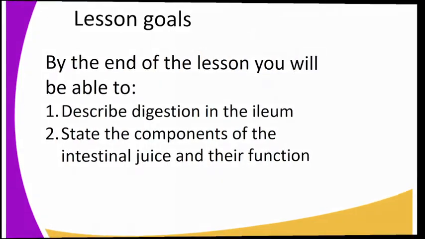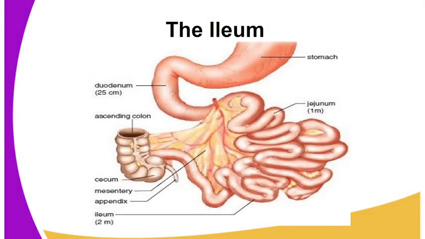From our diagram, first you can see the stomach. From the stomach, the food enters the duodenum. From the duodenum, the food enters where? The ileum. This coiled thing is the ileum. And finally, you can see the ascending colon. So when the food gets out of the duodenum, it enters the ileum. And so we are going to discuss digestion in the ileum.